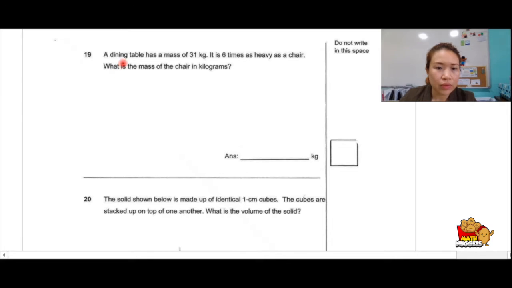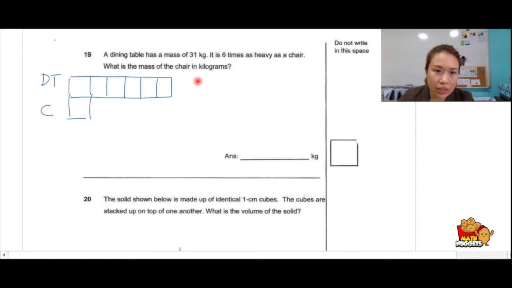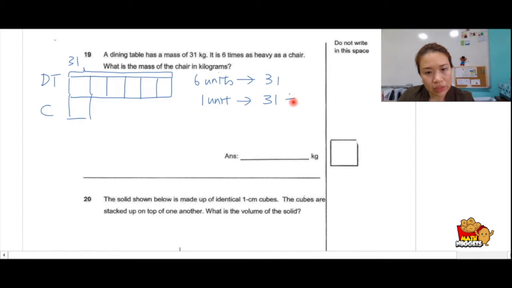Question 19. A dining table has a mass of 31 kg. It is 6 times as heavy as a chair. So dining table, chair. Dining table is 6 times as heavy as the chair, and the dining table has a mass of 31 kg. So now we know that 6 units is 31 kg. We want to find the chair, which is 1 unit. So 31 divided by 6, 31 out of 6, and if you just leave it as a fraction, this will be 5 wholes and 1 out of 6 kilograms.